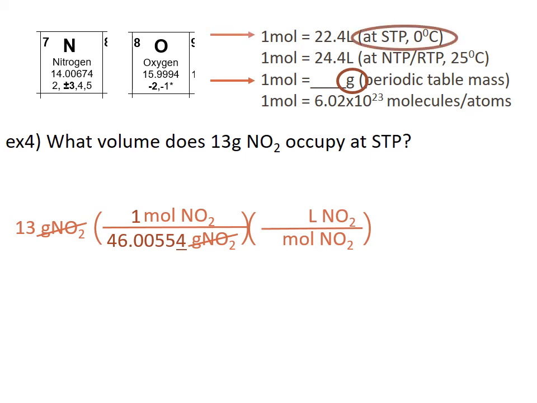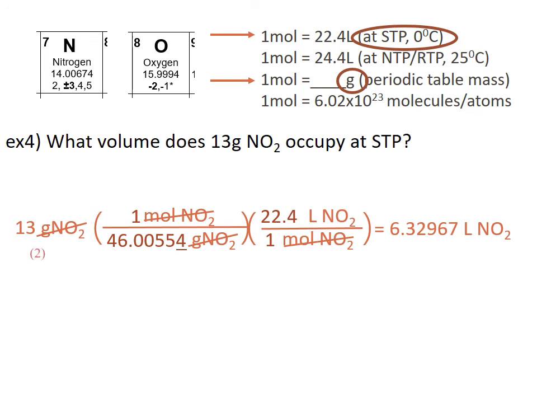And the line I'm going to use is this one, because I was told STP. And this line has 1 mole equals 22.4 liters. So 1 mole equals 22.4 liters. Moles NO2 will factor out. I run that through my calculator. 13 multiplied by 1 divided by 46.00554 multiplied by 22.4 divided by 1 gives me 6.32967 liters of NO2.